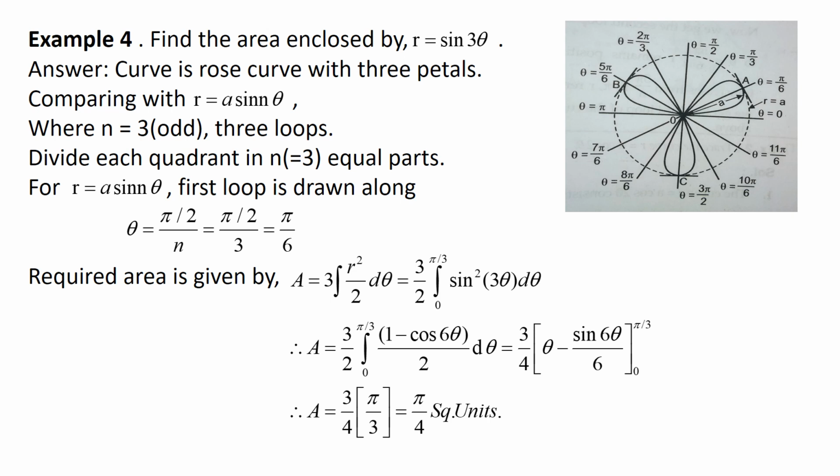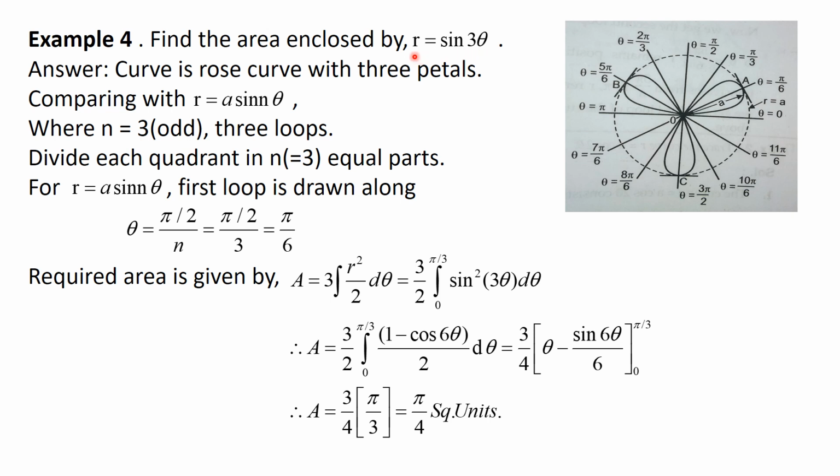See the next example 4. Find the area enclosed by r equal to sin 3 theta, which is again in terms of polar form r and theta. which is the special type of polar forms, which we call it as r equal to a sin n theta, or r equal to a cos n theta, which are the type of Rose curves.